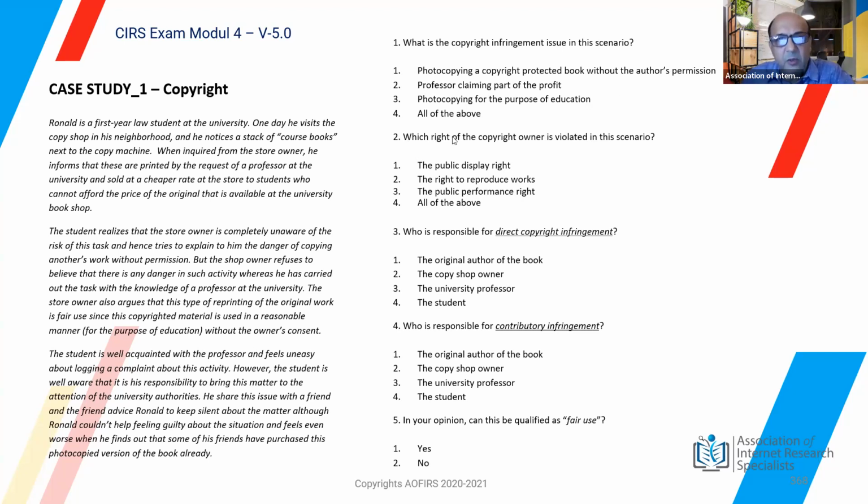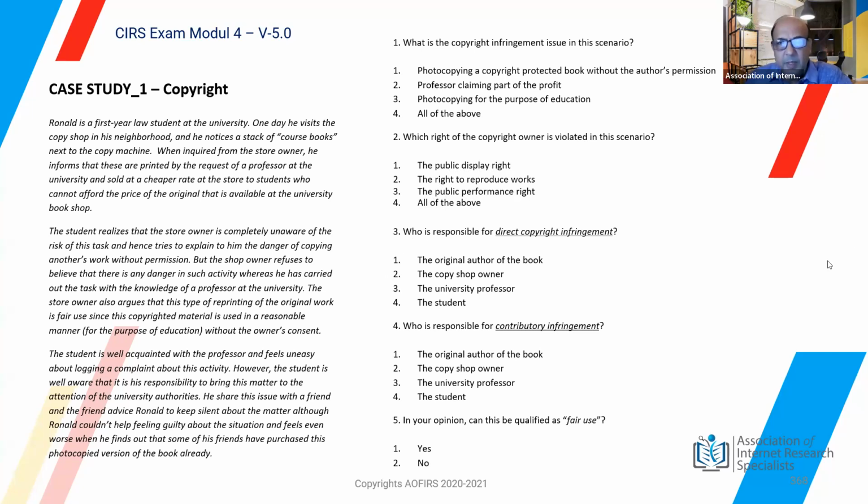And the second one, it says, which right of the copyright owner is violated in this scenario? See, I told you the three liabilities: direct infringements, and vicarious, and so on. It says which right of the copyright owner is violated. The public display right, the right to reproduce work, the public performance right, all of the above, I would think. That's a common sense answer. So 4 is the answer for number 2.